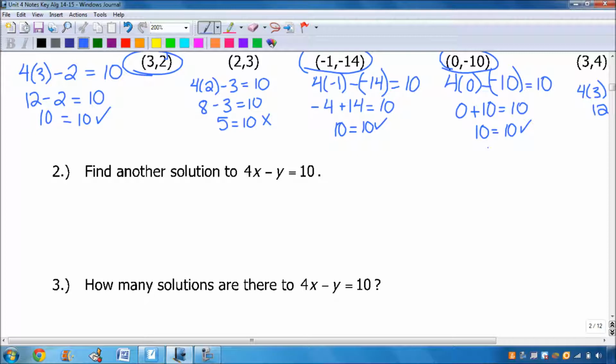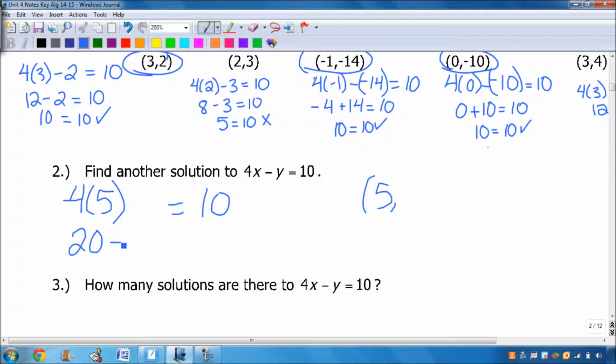So I'm going to just make up that x is 5. So if I were to do 4 times 5 minus y equals 10, I would get 20 minus something equals 10. Well, that something that I need is a 10. I could solve it, okay, but I'm not going to spend the time doing that. So that means that (5, 10) is a solution, right? Go ahead and find another solution and see what you get, and then come back to me.